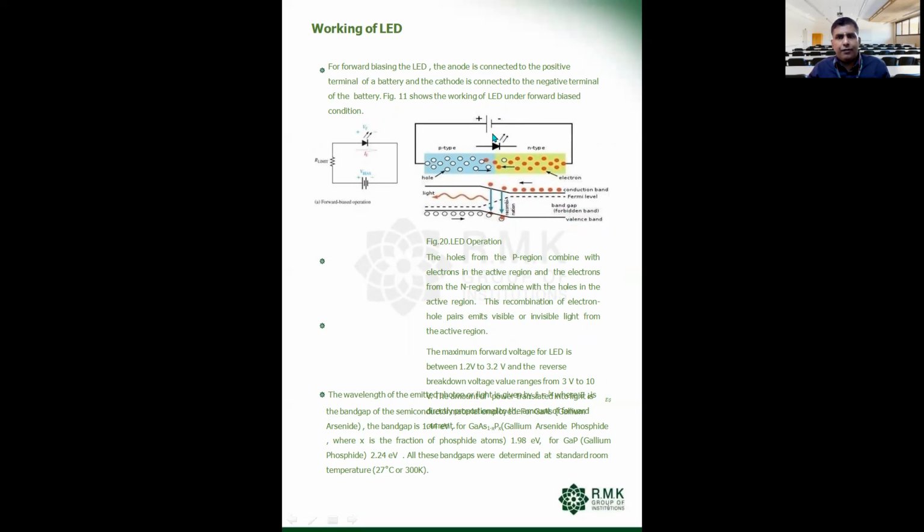This is the symbol of LED. A PN junction diode will not have a light symbol coming out of it, but an LED will have a symbol like this, which means it emits light. One major difference between LED and PN junction diode is that both are operated in forward bias, but in terms of cut-in voltage, a PN junction diode operates at 0.7, whereas in case of LED, because it is going to produce light, the forward voltage at which it operates is from 3 volt to 10 volt.